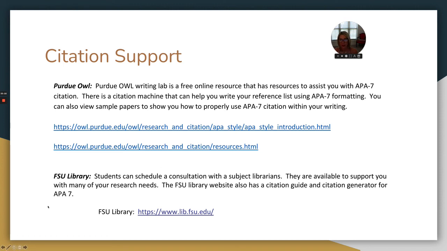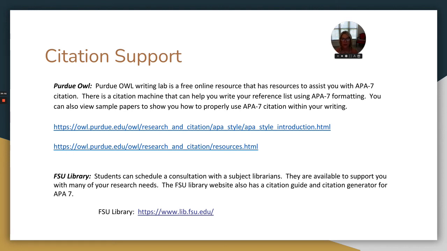And then the FSU library. The search engine now that we use through the library has changed. The format has changed. So we now have the citation guide, and there's also a citation generator. You can choose the format, which would be APA 7. Just be very careful when you copy and paste that into your reference list. I did notice that there were some errors as I copied and pasted that from the library into my paper. So it's important that you go back and check your formatting.